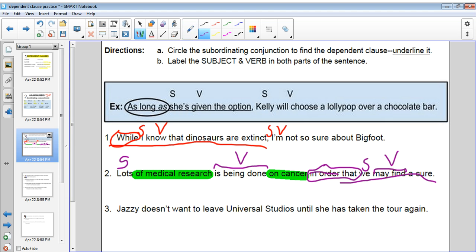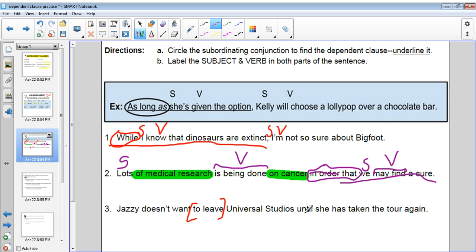Okay, Jazzy doesn't want to leave Universal Studios until she has taken the tour again. Let's see. Anything we can get rid of in this sentence, first of all. I see to leave is an infinitive. We show those by using brackets.